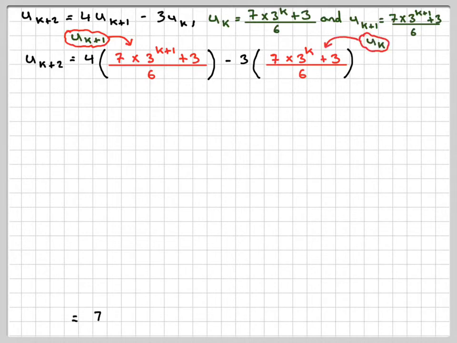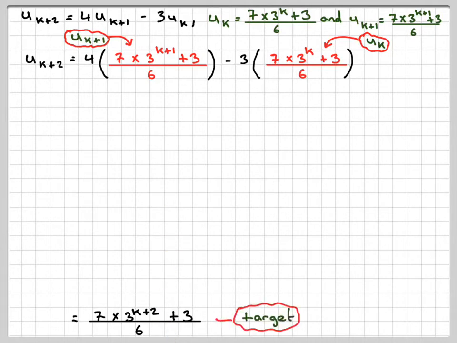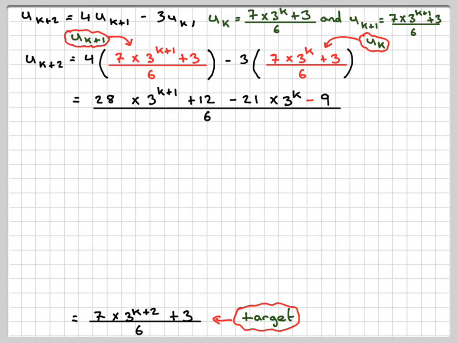Right, the target is to get to (7 × 3^{k+2} + 3)/6. So we're going to work down there until we get that. So this is going to be the target. Okay, right, so multiplying by 4, we get 4 times 7, which is 28, times 3^{k+1}, plus 12, minus 3, minus 21 times 3^k, minus 9. Don't forget we've got a minus sign here. And this is all over 6 because we've got the same denominator in both.